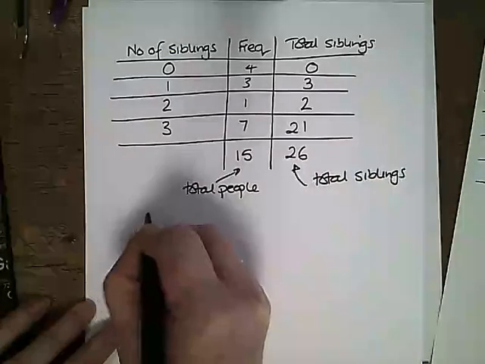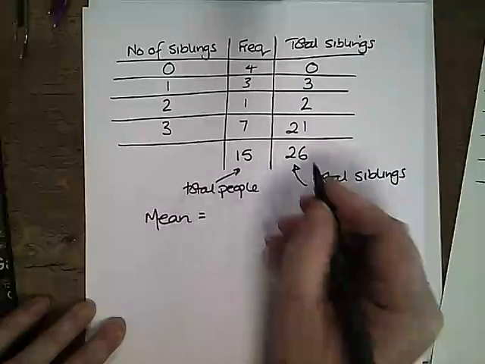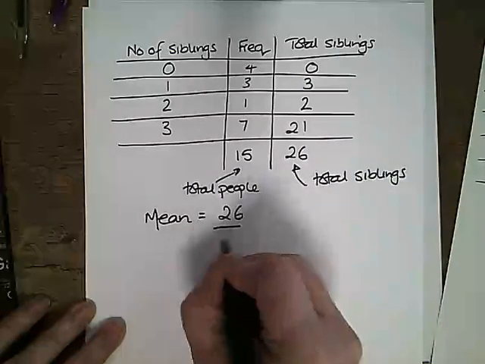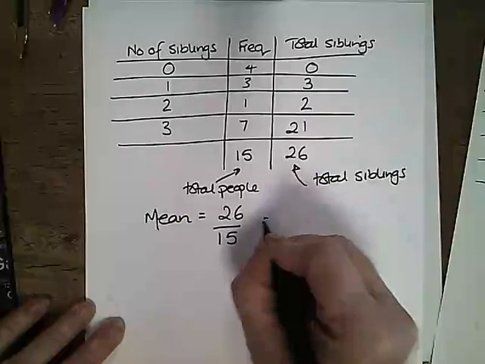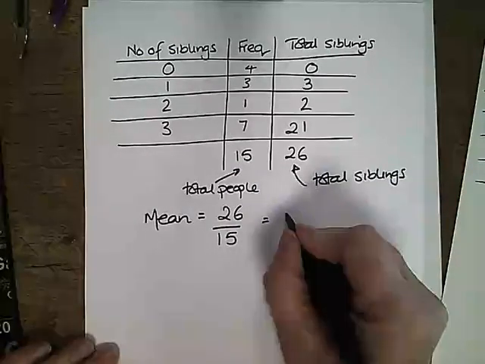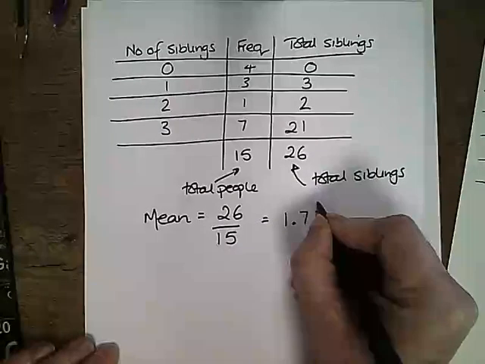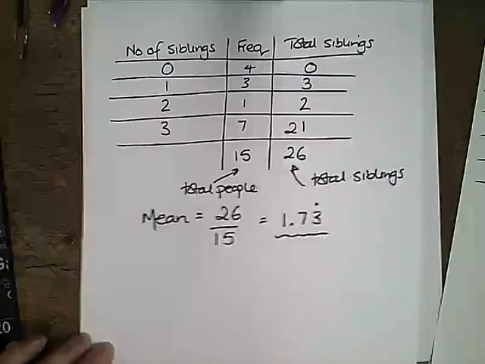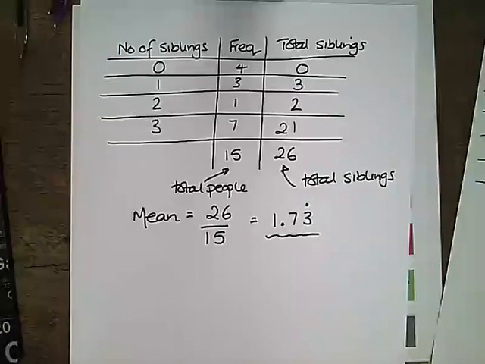So the mean is going to be the total siblings, 26, divided by the total people. On my calculator, 26 divided by 15 comes to 1.73, and the 3 has a dot over it because it's recurring. So the mean average number of siblings per person is 1.73 recurring. Now, we know we can't have 1.73 brothers or sisters, but that is what the mean is, so we don't round it, we just leave it like this.